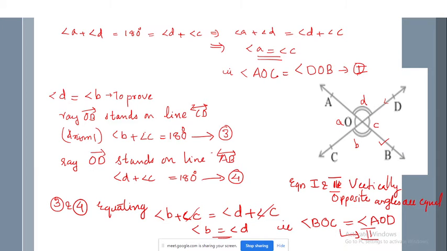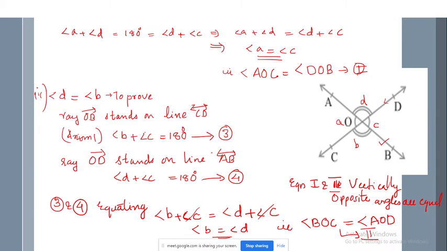So, we have proved the first part of the theorem, that is, one pair of vertically opposite angles are equal. Now, we need to prove the second part. We need to prove that angle D is equal to angle B.